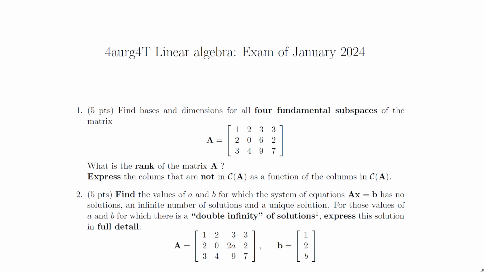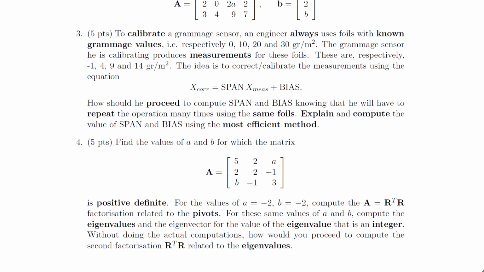In the second question, you have to solve a system of equations that depends on two parameters A and B. The third question is about a calibration problem, a real-life calibration problem for a grammage sensor. When you write the problem into matrix format, you end up with a least squares problem, but this time the most efficient method is not the one using the QR decomposition, as you will see later.